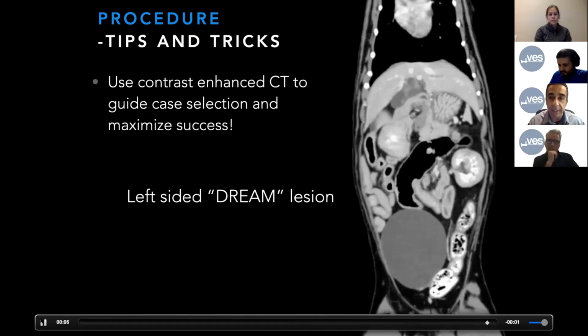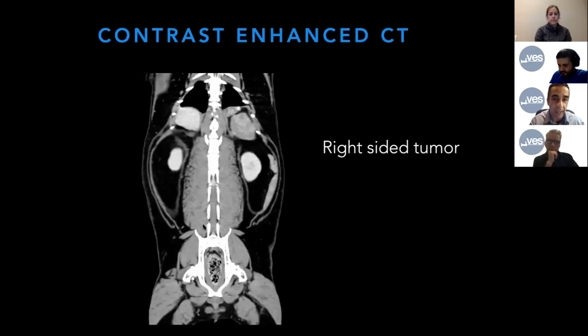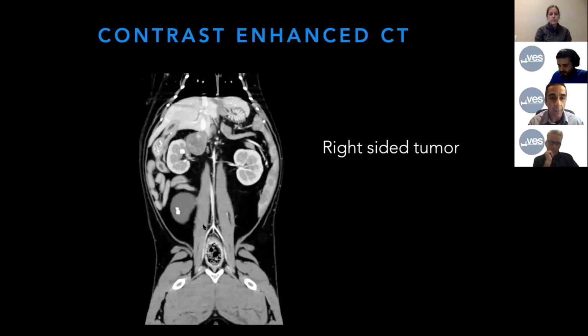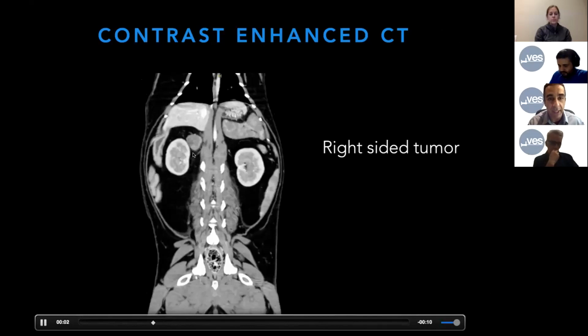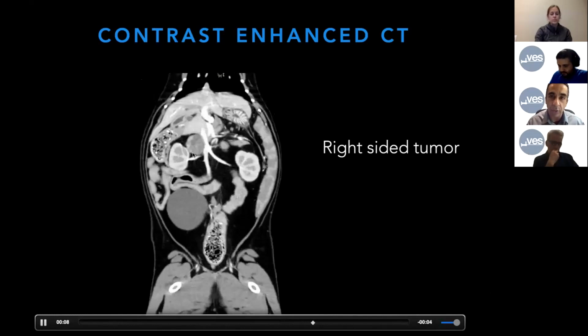And if we just click on the next slide, this is a right-sided tumor in a cat. Certainly this dissection, the approach, the proximity to the renal vein, the caudal vena cava, this is going to be a little bit more of a challenging dissection. And so the CT can really help with your case selection and really make you aware of what you're going to face intraoperatively.